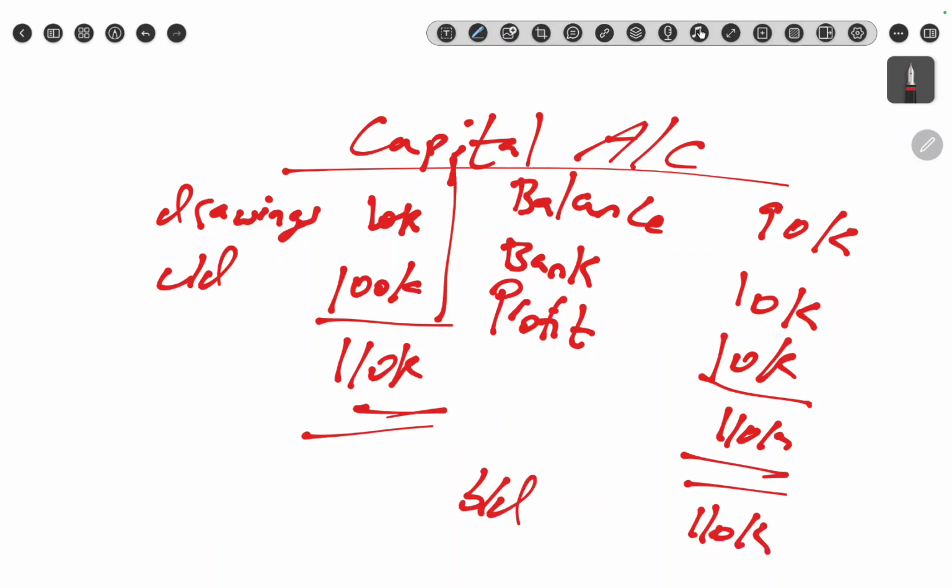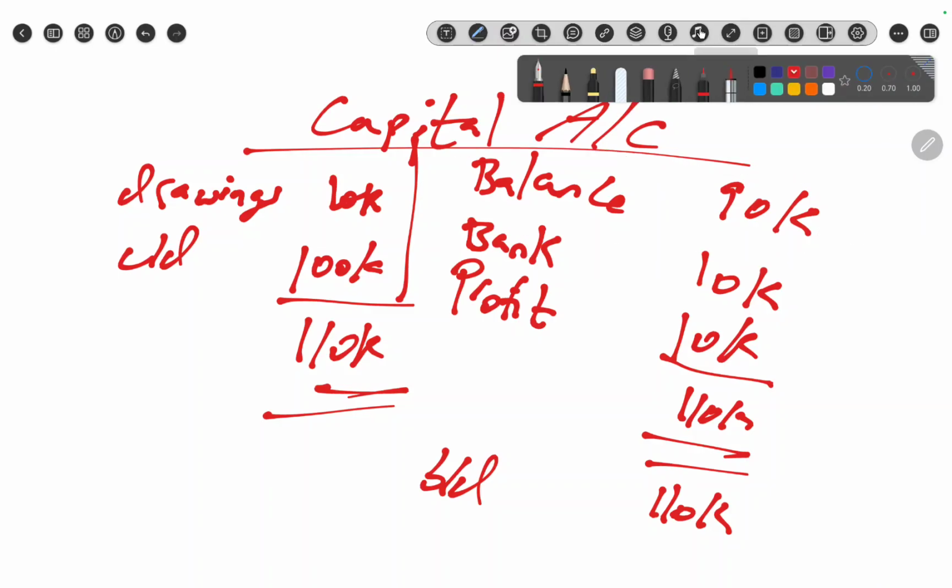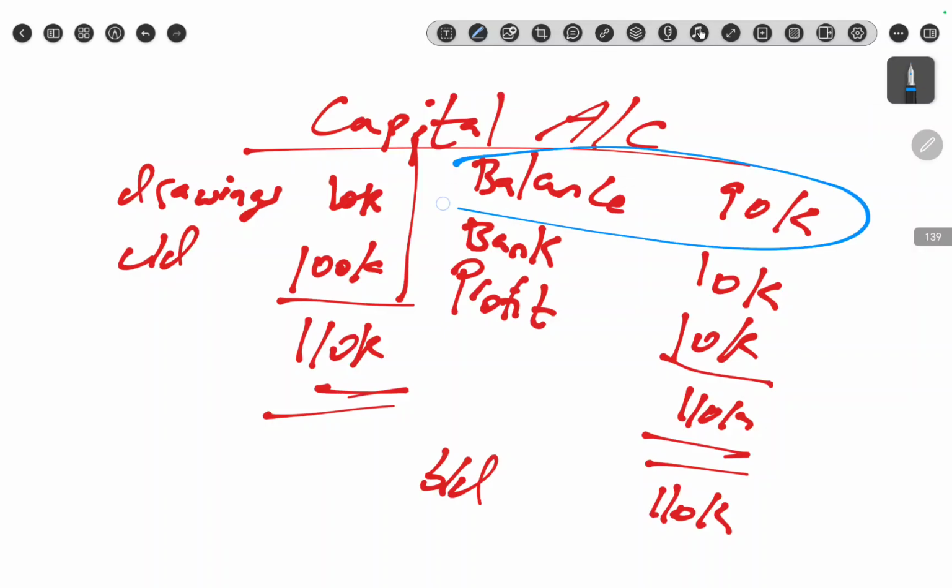Where is the closing capital in this? This is the opening capital. I think I'll change the color. All right, you see this is the opening capital and this is the closing capital. Okay, so our closing capital is 100K.